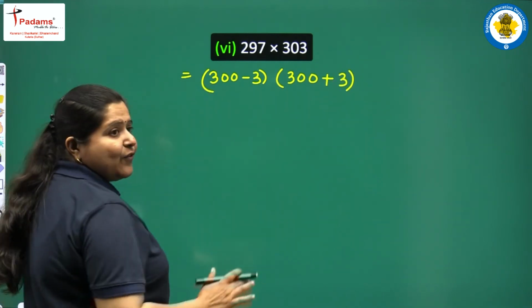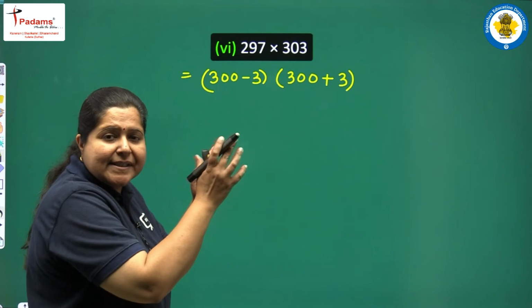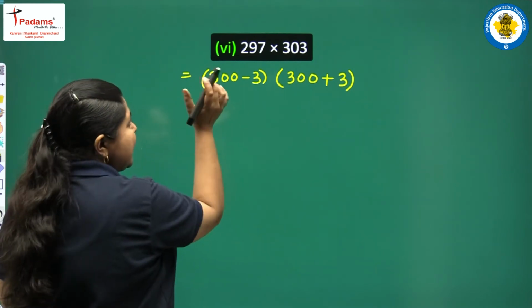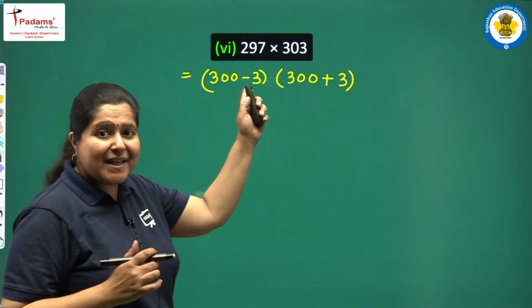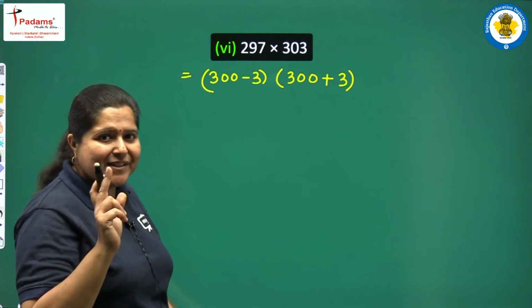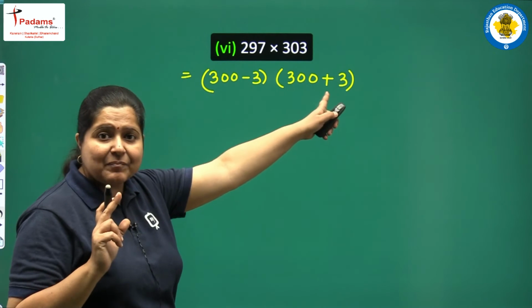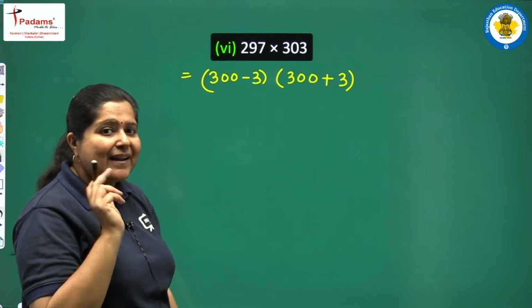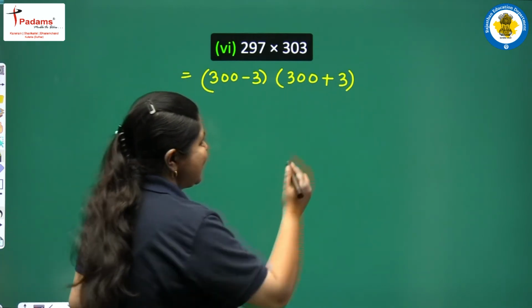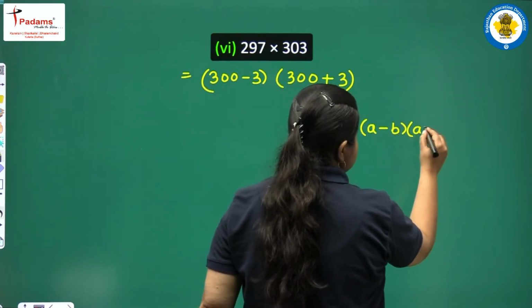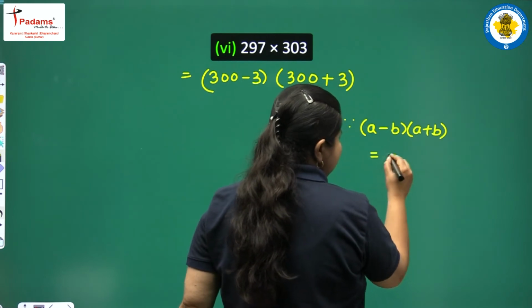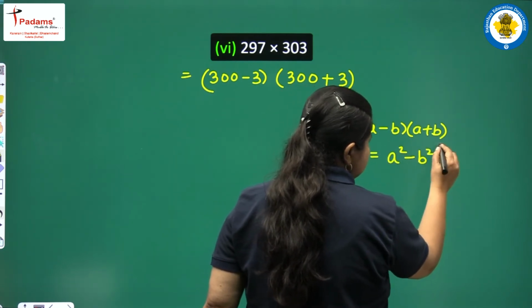Now look at this form. We have two binomial type expressions. Here you will see 300 and 3, 300 and 3. Numerically the terms are same, but the signs are opposite. Once we have minus and once we have plus. So this is resembling our third identity. Yes, since (a minus b) into (a plus b), what is it? It's equal to a square minus b square.